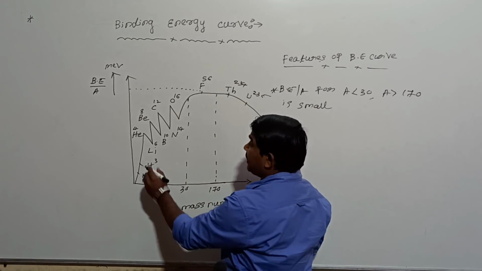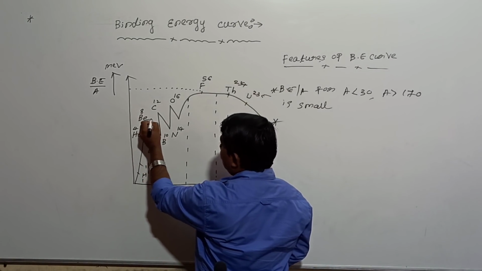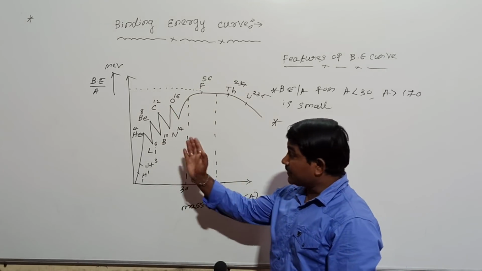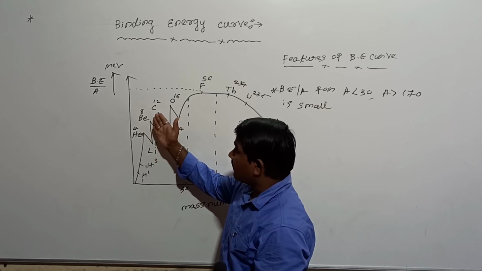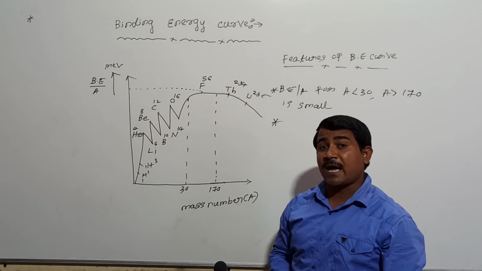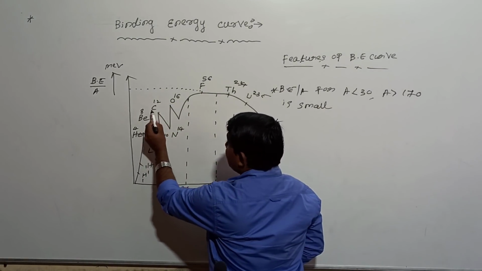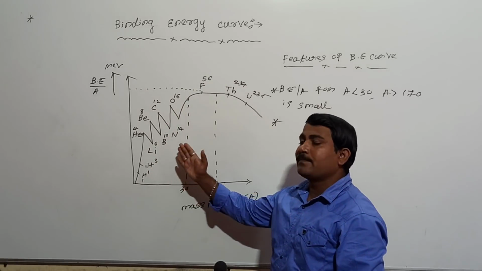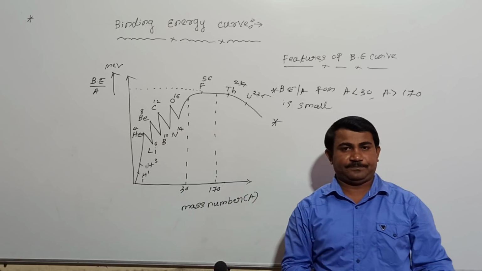The curve contains the peaks corresponding to helium, beryllium, carbon and oxygen. They show that these elements are more stable than the neighboring nuclei like lithium, boron and nitrogen.